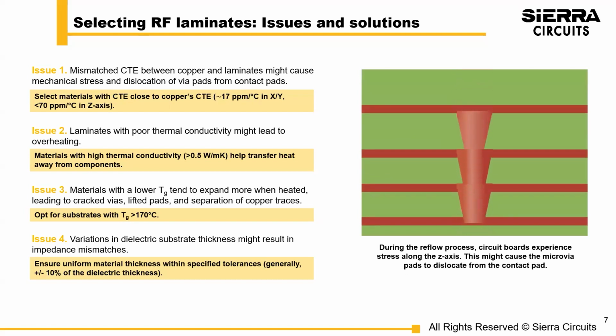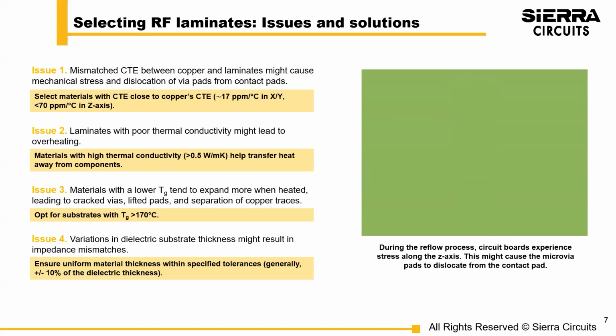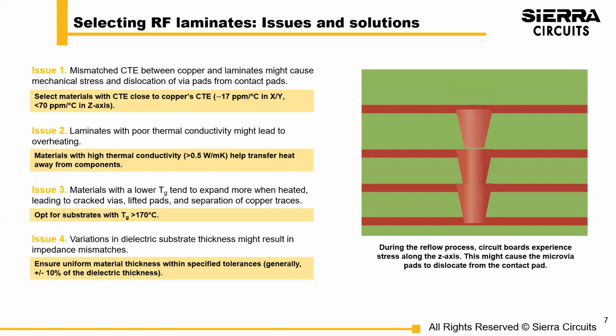Next is the thermal conductivity. So laminates with poor thermal conductivity can lead to overheating. So you need to opt for materials with a thermal conductivity above 0.5 watts per meter Kelvin at least. Also choose substrates with a glass transition temperature that is above 170 degrees Celsius because lower glass Tg materials usually expand more under heat, increasing the risk of cracked vias, lifted pads or delaminated copper traces.